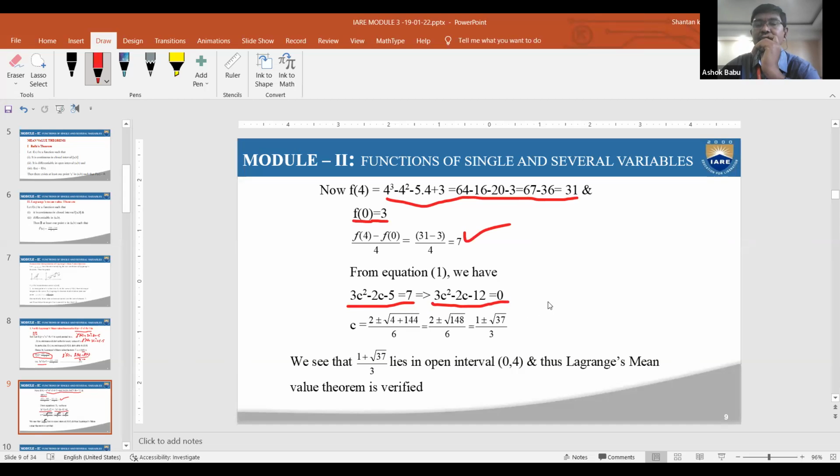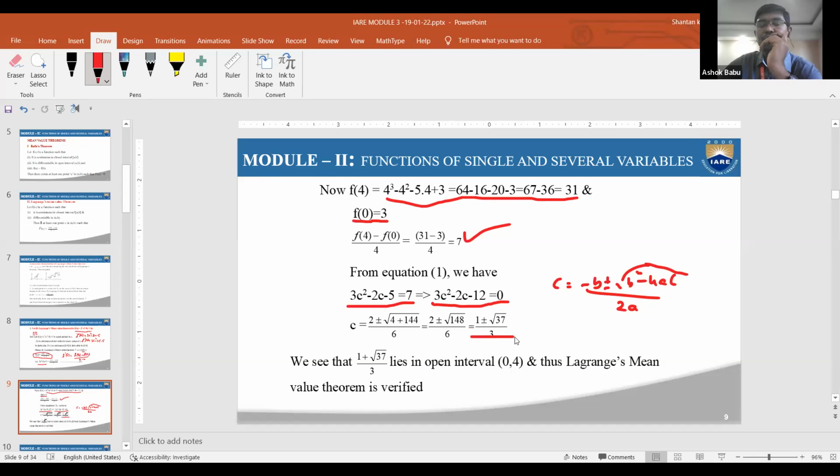Now you need to find out the value of c. Therefore, c is equal to, as we know the formula already given yesterday also, our 8th class basic concept only, c is equal to minus b plus or minus square root of b square minus 4ac by 2a is the formula. By using this formula, you need to find out the value of c. Therefore, with the help of this, you obtain clearly c is equal to 1 plus or minus root of 37 by 3 is the value.